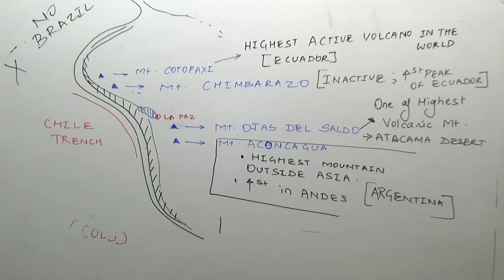So what are the important mountains from north to south? Mount Cotopaxi in Ecuador, Mount Chimborazo again in Ecuador, Mount Ojos del Salado, which is one of the highest inactive volcanoes, located near the Atacama Desert, and Mount Aconcagua, which is the highest mountain outside Asia.